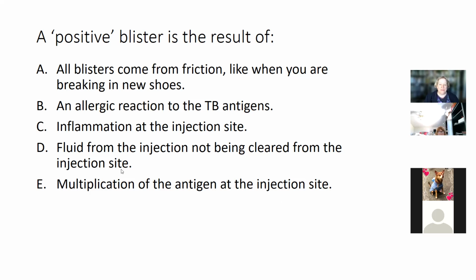For the other ones that are incorrect, you would think that multiplication of the antigen at the injection site would be correct, but antigen, unless it's attached to a pathogen, is not going to multiply by itself. That's why we use antigens for vaccines, because you're not going to make more of them. You're not going to actually make the person sick unless they have a stronger innate immune response and you feel like you've got the flu. So they're not actually going to multiply.